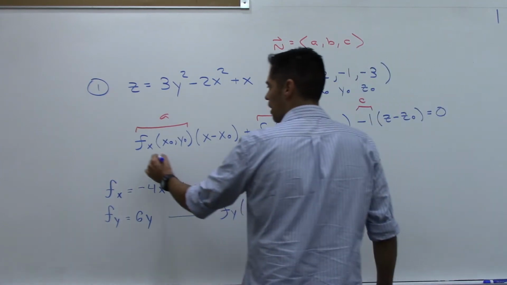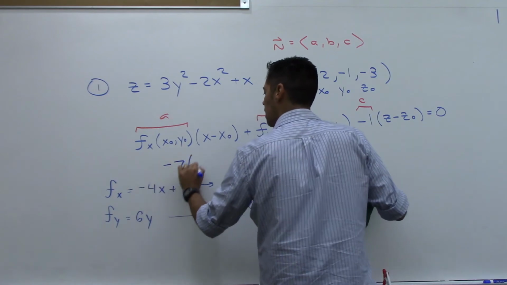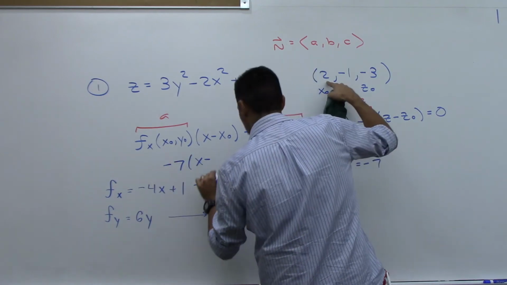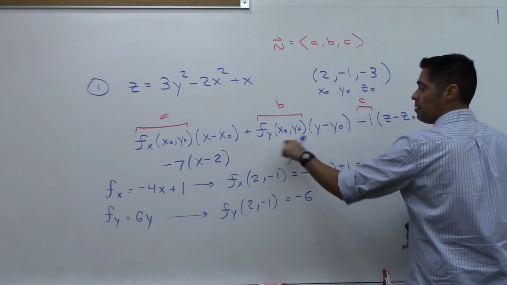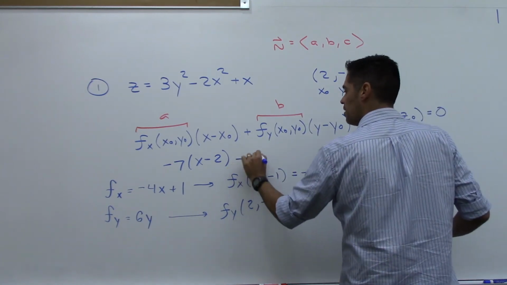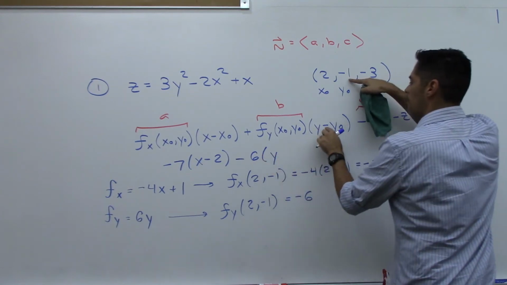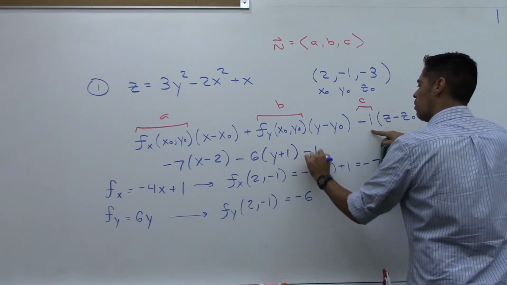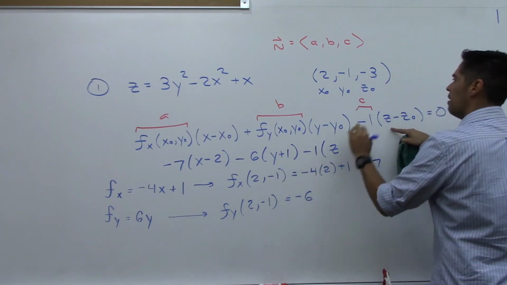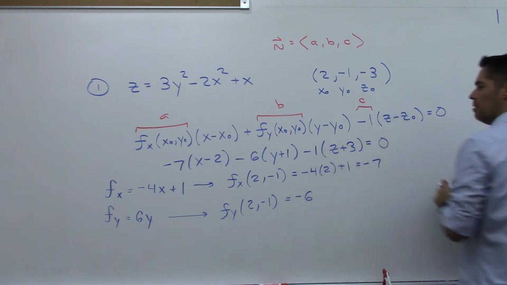And so now I can rewrite this formula here. I'll just squeeze it in right here. This right here is going to be -7, so -7, x minus x naught is 2, plus this number right here, which is -6, so -6. Y minus y naught is y minus -1, so plus 1. And then over here, minus 1 times z minus -3 is plus 3 equals 0.